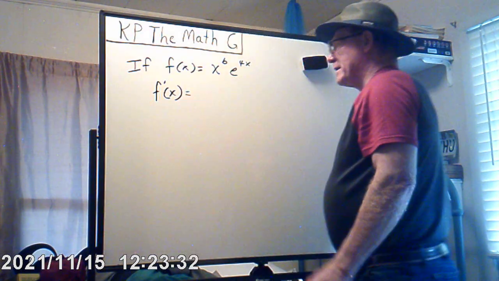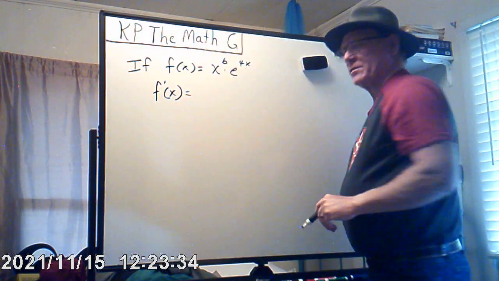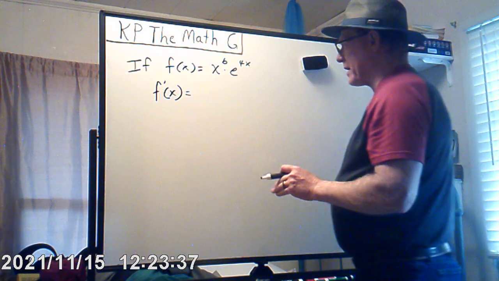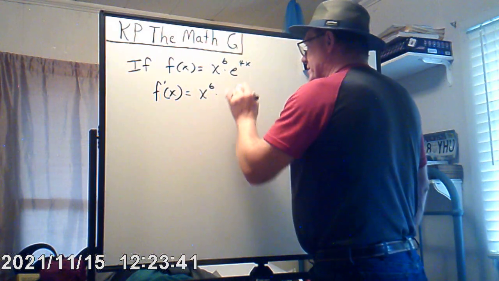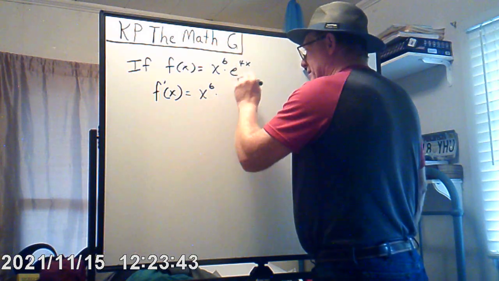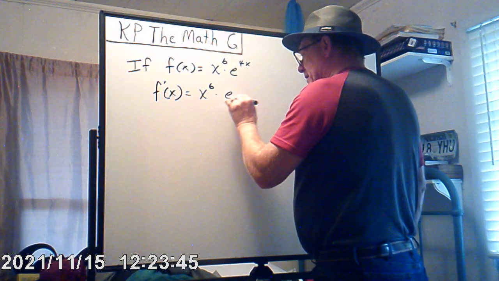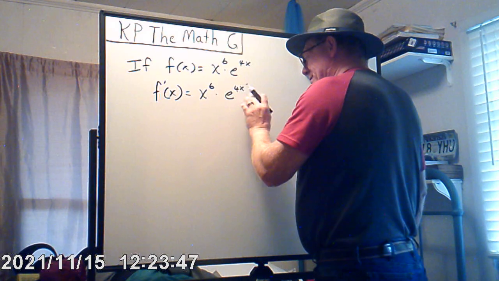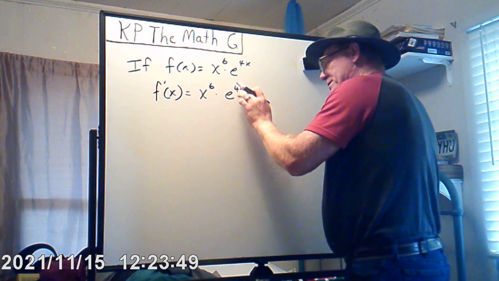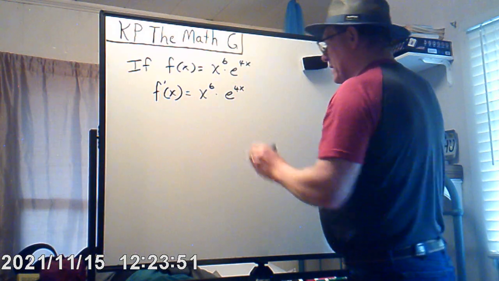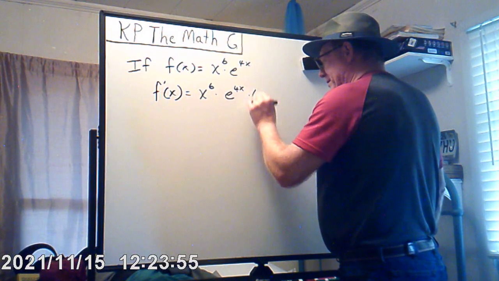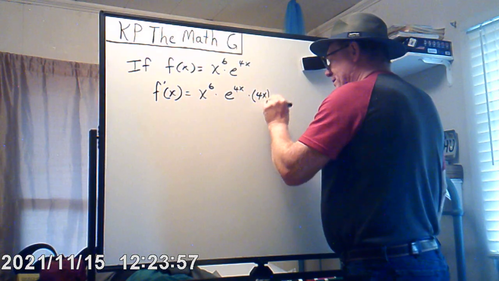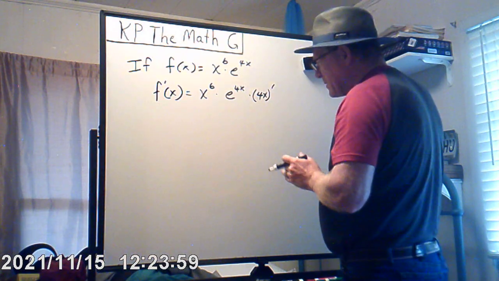Okay, this is the product rule. So it is the first times the derivative of the second. Now again, e to the 4x, and you still have to apply the chain rule to the 4x. So again, the derivative of 4x right there.